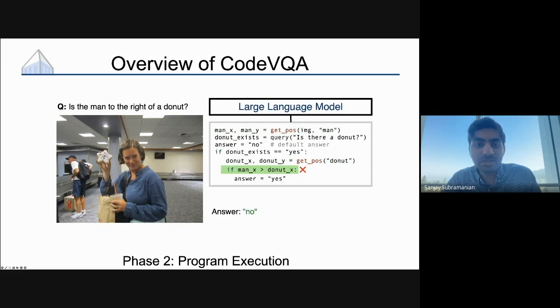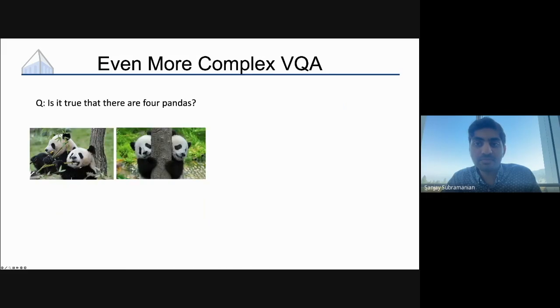And so the answer is no. So that was one fairly straightforward example, right, involving spatial reasoning. But CodeVQA can also help us handle even more complex situations, such as if we have a set of input images, even though the visual atoms, these functions themselves, were not necessarily trained on sets of images.